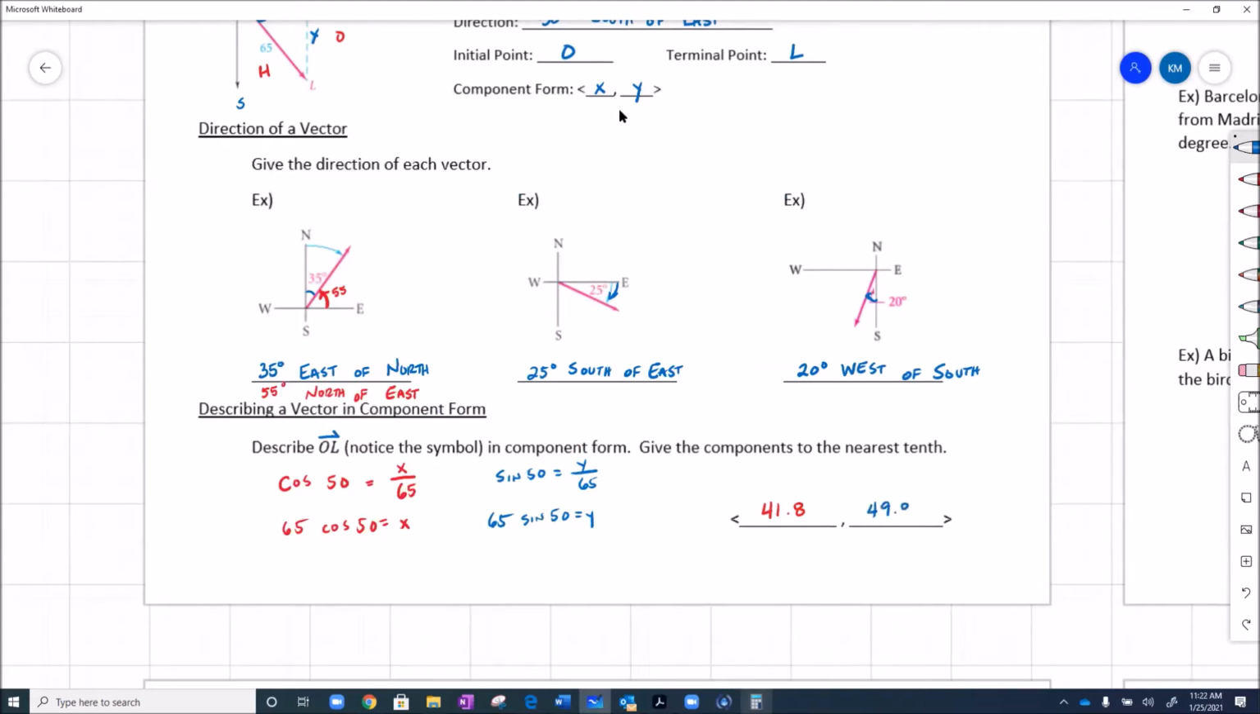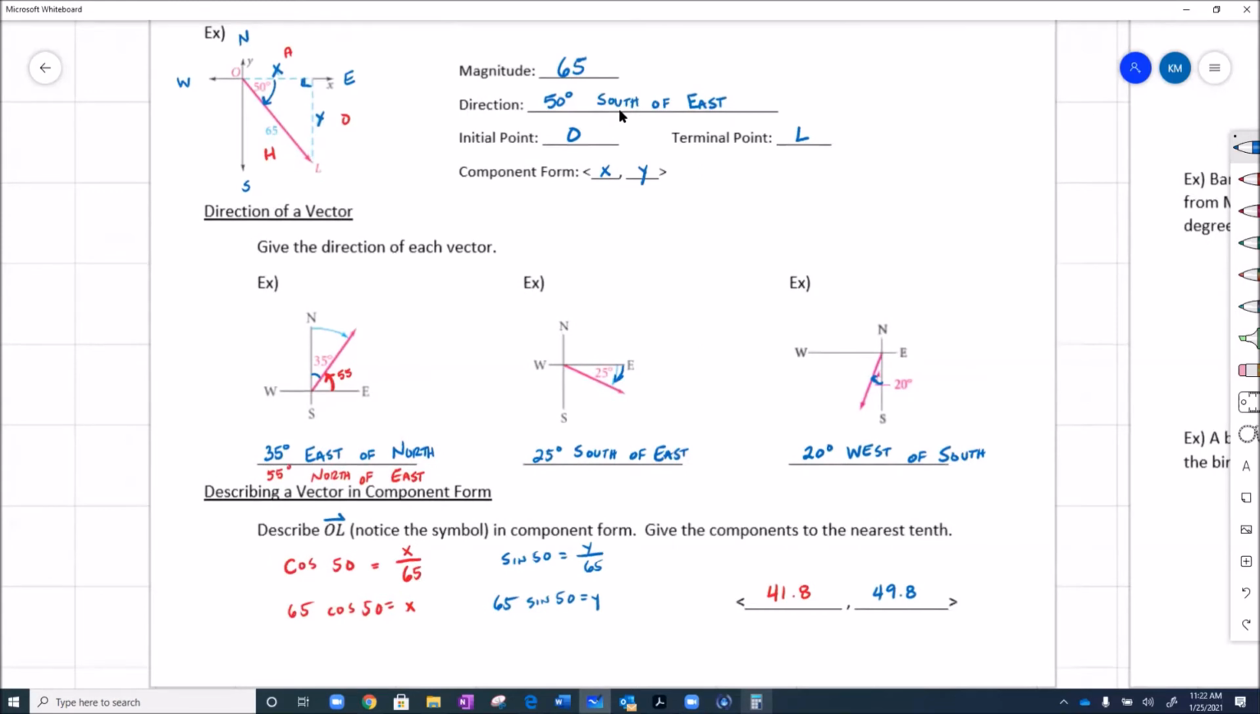Okay, again, it gave us a positive number, but looking at our coordinate plane, we'll notice that it's going down. So it's up to us to say, hey, this is negative 49.8. Okay, so in component form, we're finding our X and our Y value for this triangle, using the magnitude of the vector as a hypotenuse.